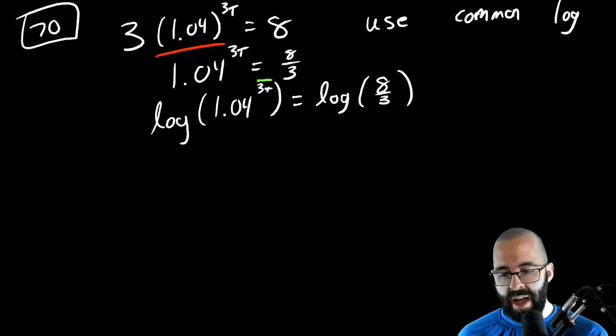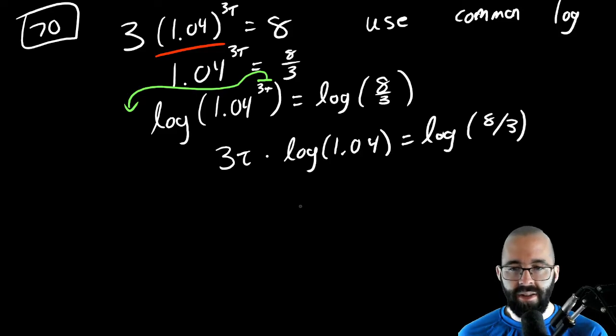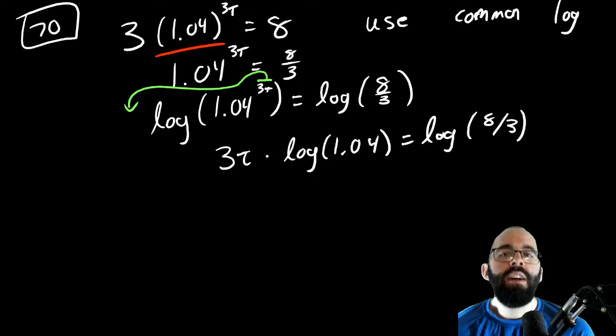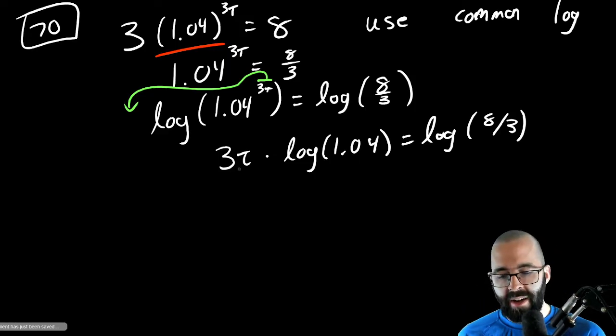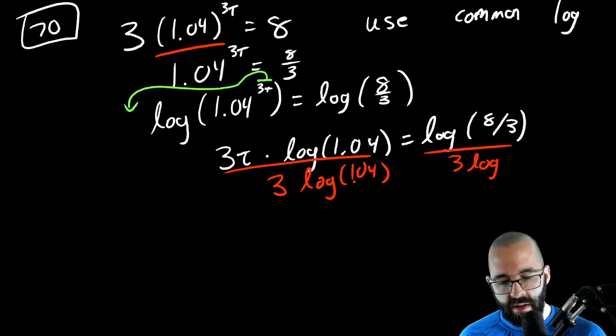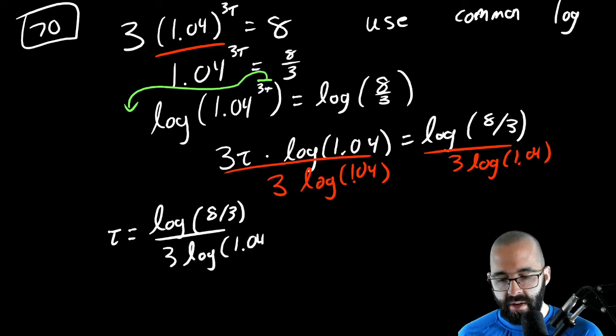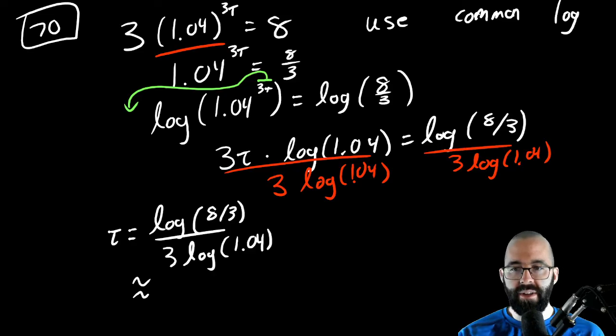We're solving for t. This power rule is going to say this comes out in front. 3t times the log of 1.04 equals the log of 8/3. Let's not approximate until the very end. It did want us to round to 3 decimals. But if we wait until the end to approximate, we get a much better answer. Solve for t, so divide by what's being multiplied by t. And we'll get that t is the log of 8/3 divided by 3 log of 1.04. That's what we'll type into our calculator.